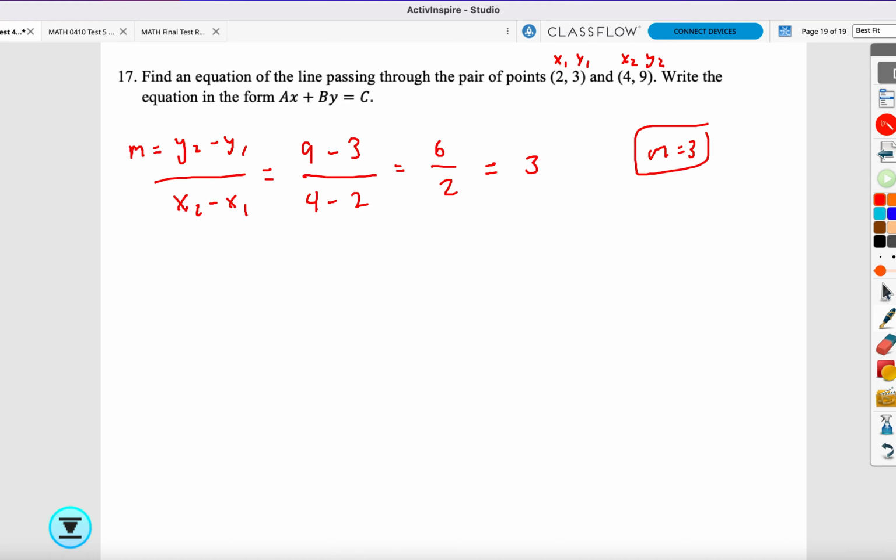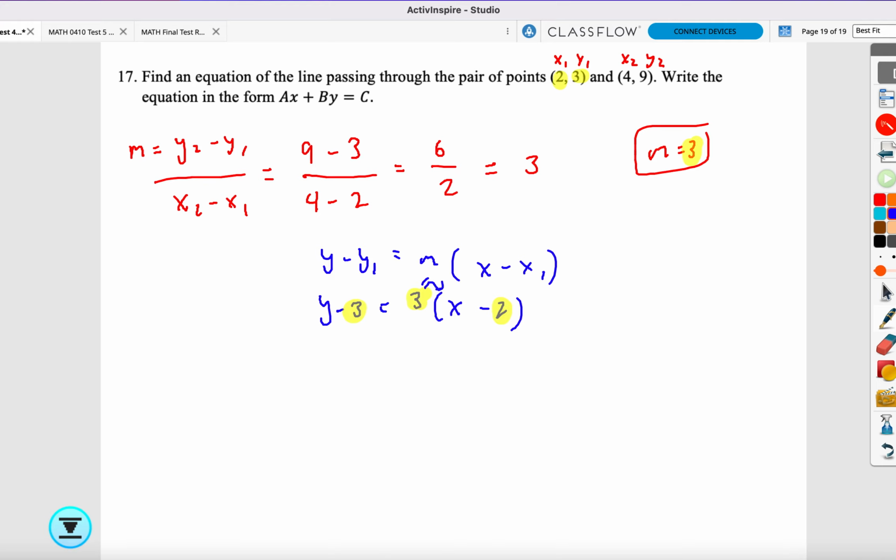So we're going to use the formula that we did last, y minus y1 equals m parentheses x minus x1. We now know m, right? And we know x1, y1. So it'll be y minus 3 equals 3 parentheses x minus 2. We plugged in y1, m, and x1. So now we simplify.